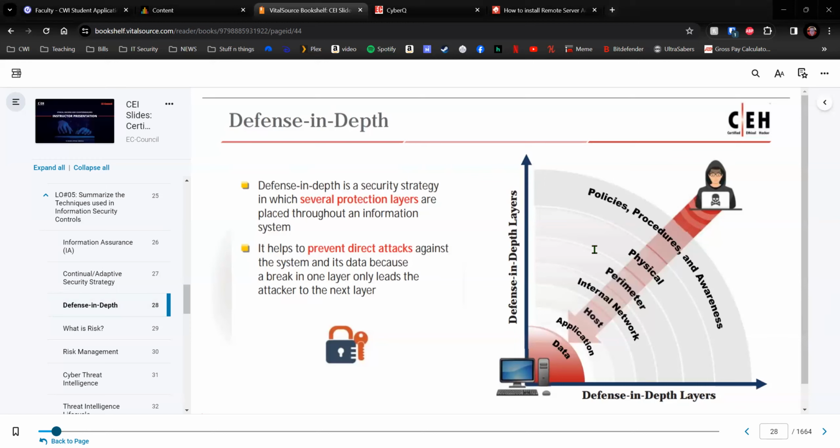You have your data in the end. Policies, procedures, and awareness is one layer, physical layer, perimeter, internal network, host, application. And so they have all of these layers that they have to even get through to get to data.